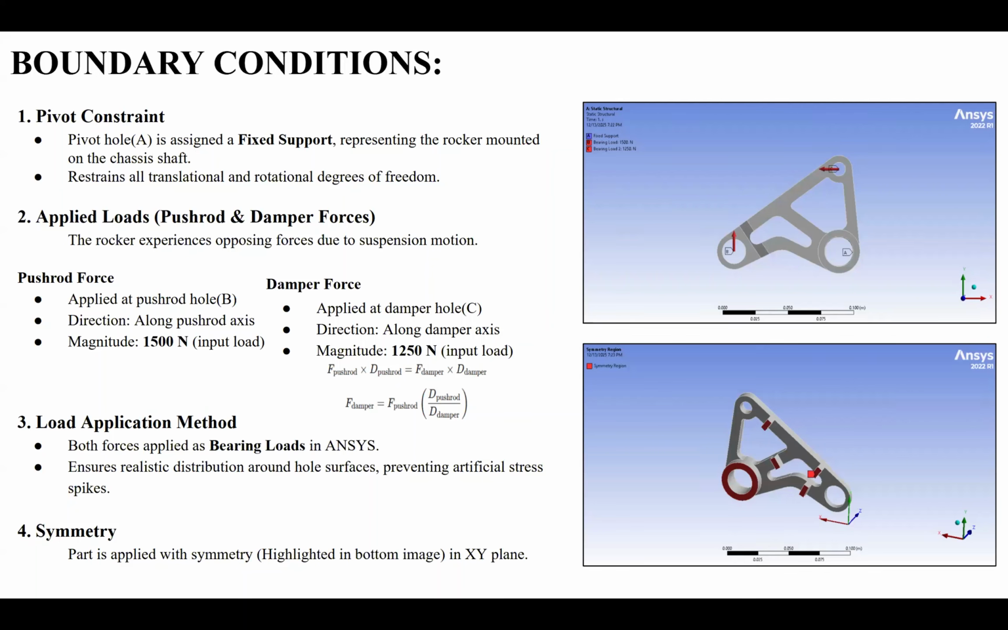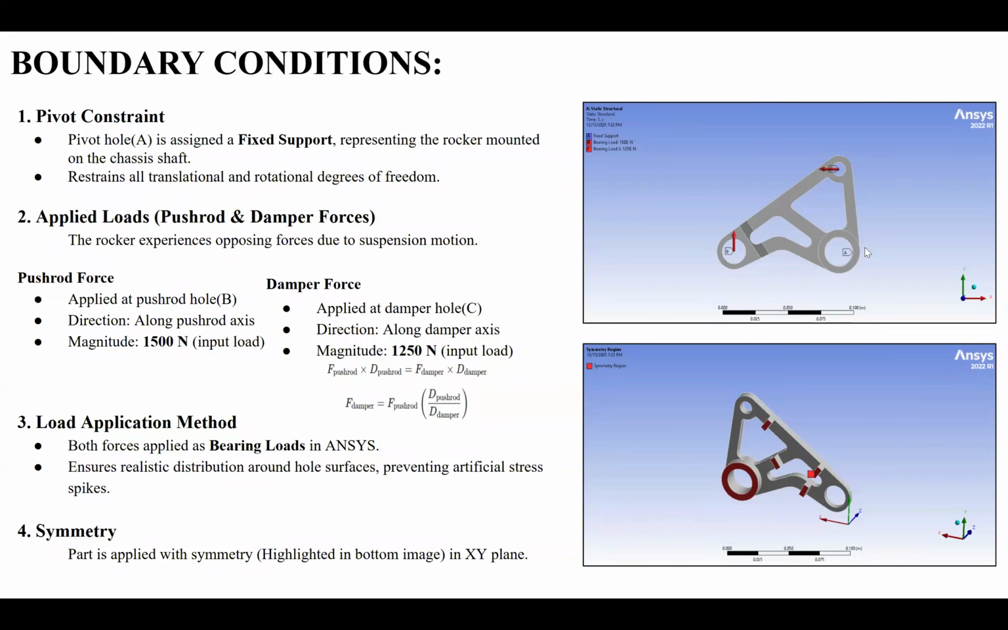To simulate the forces acting on the rocker arm, we applied the following conditions. A fixed support was applied at the inner diameter of the fixture hole as shown by point A. This restrained all translational and rotational movement. In normal operation, the rocker arm experiences forces from bumps and the weight of the vehicle from the push rod and reactionary forces of the damper.